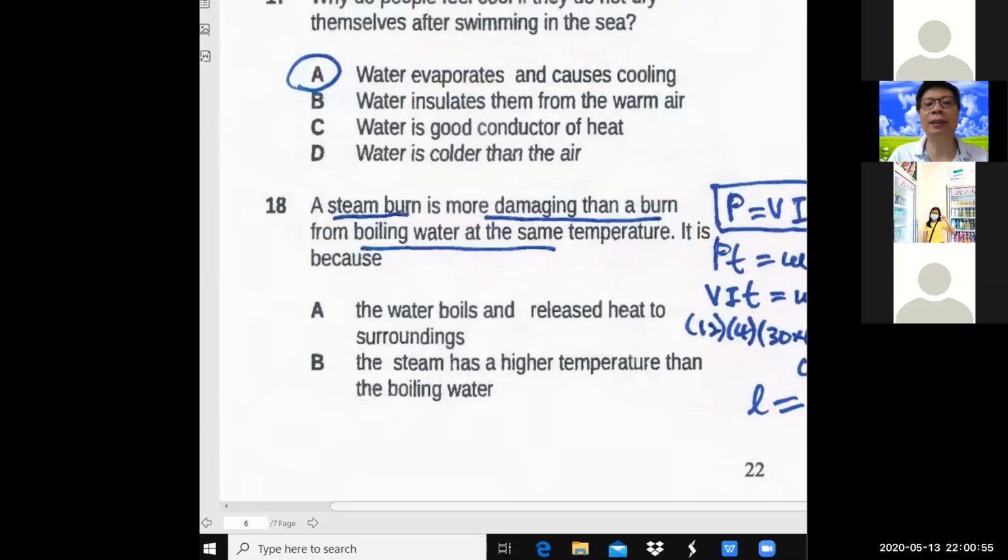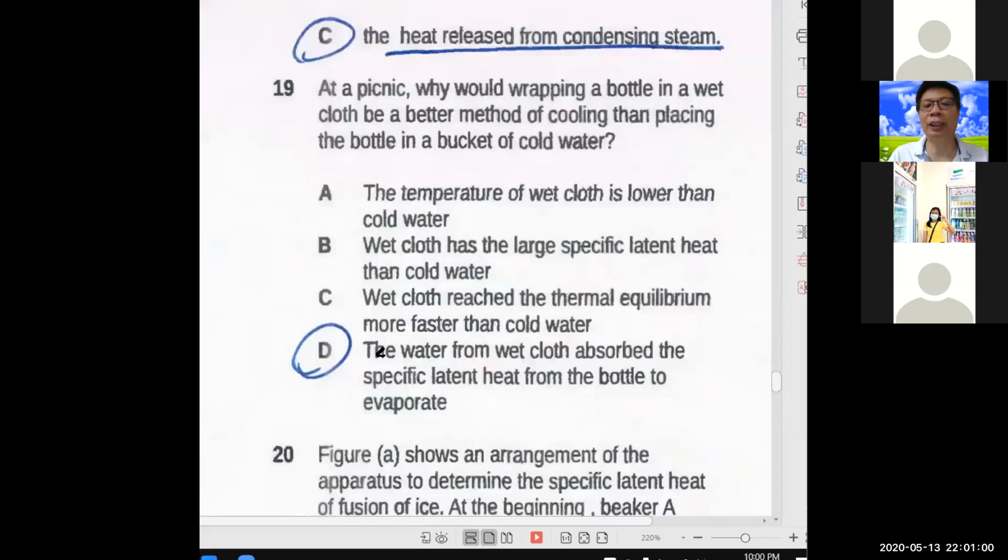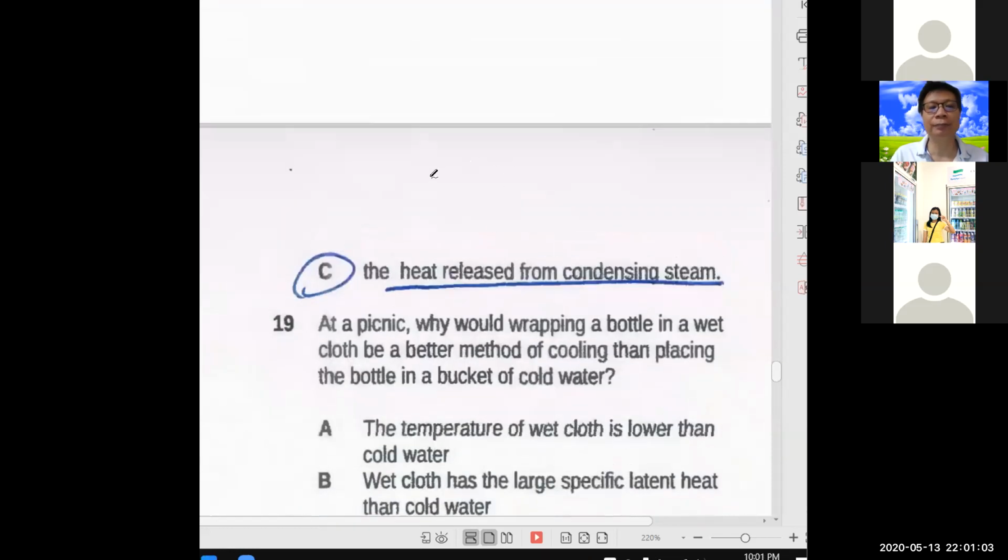All right, so the answer, last question. The reason is steam burn is more dangerous because of the heat released from condensing steam. Okay, because during the steam burn, the steam sticks on your skin, right? So condensation happens. During the condensation, it will release the heat. Latent heat of vaporization will be released on your skin, so you feel very hot, very dangerous.